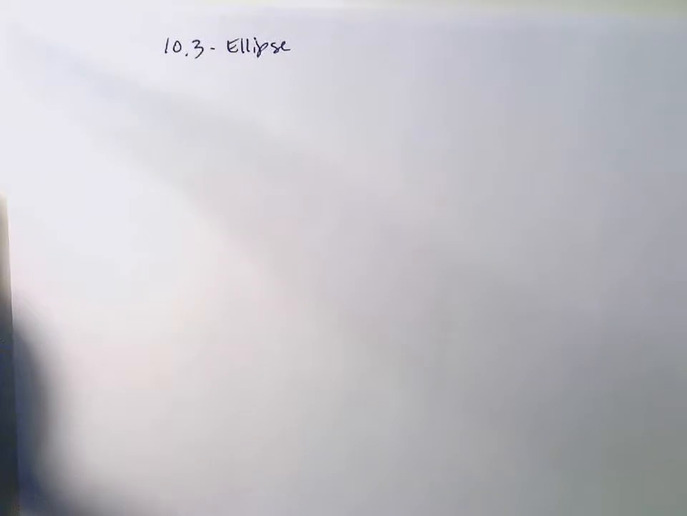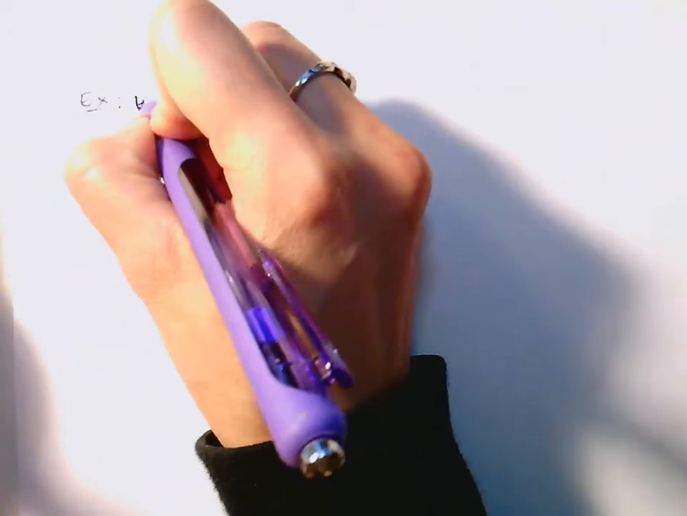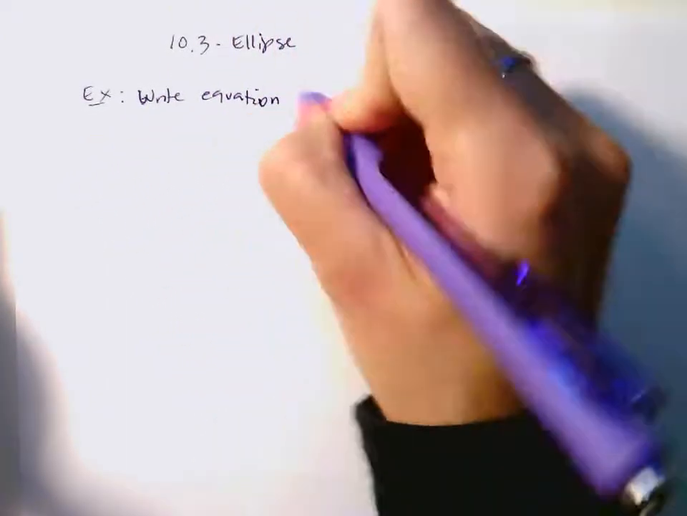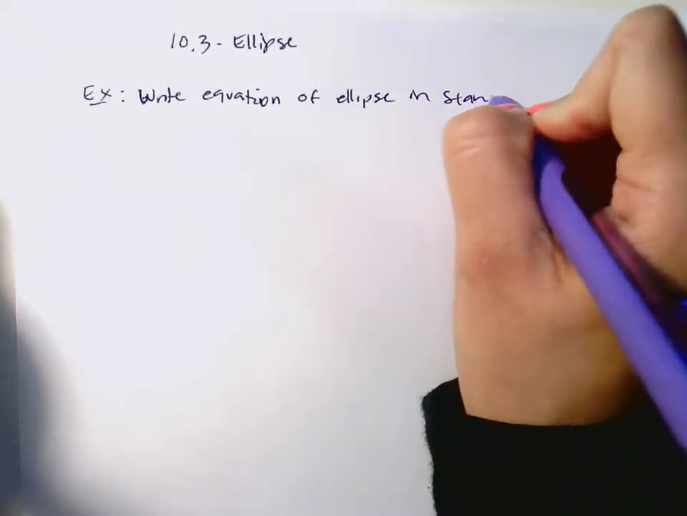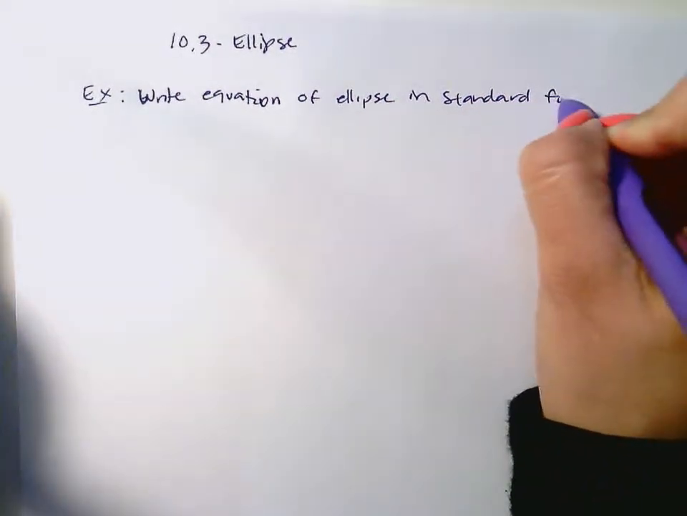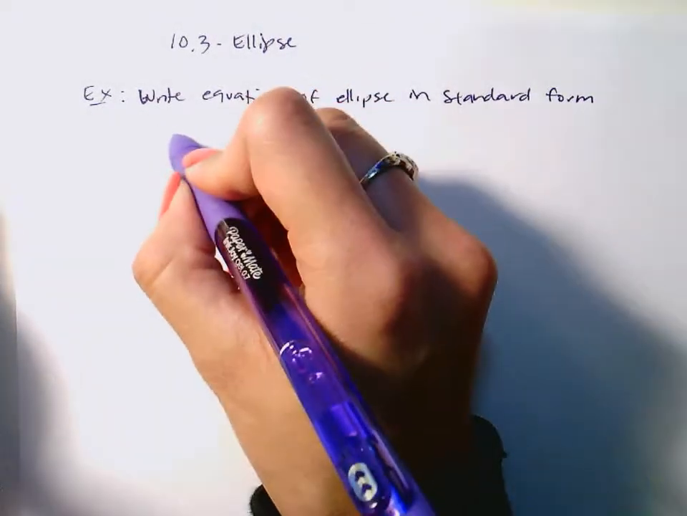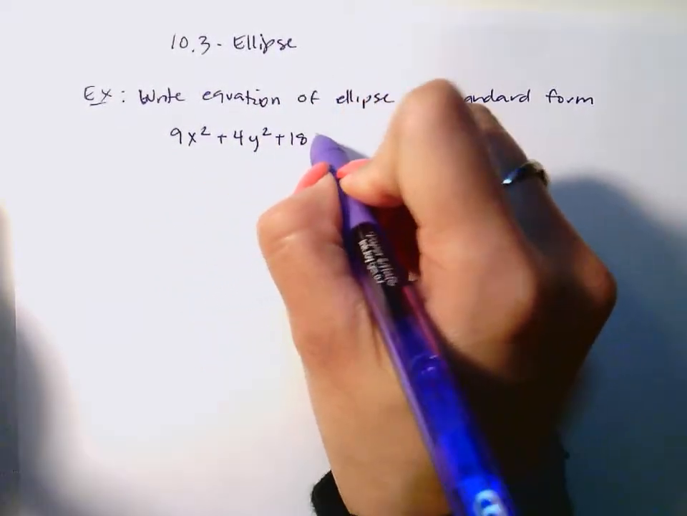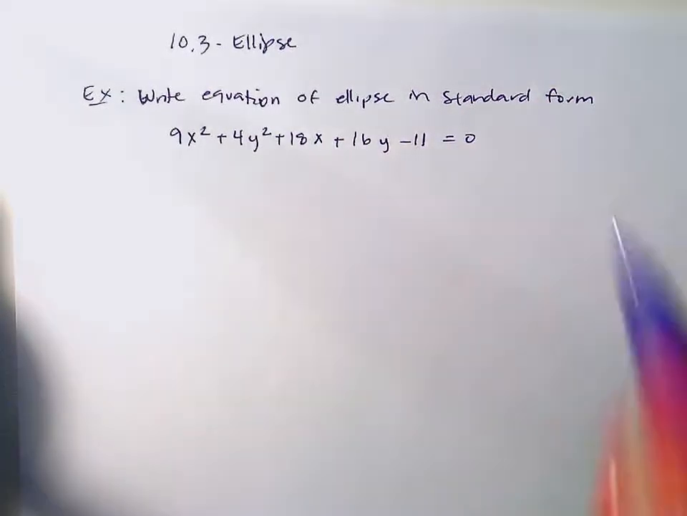So on this one, you want to write the equation of the ellipse in standard form. And in order to do this, just like we did before for the parabolas, we're going to need to complete the square. So we have 9x squared plus 4y squared plus 18x plus 16y minus 11 is equal to 0. And we're going to put it in standard form.